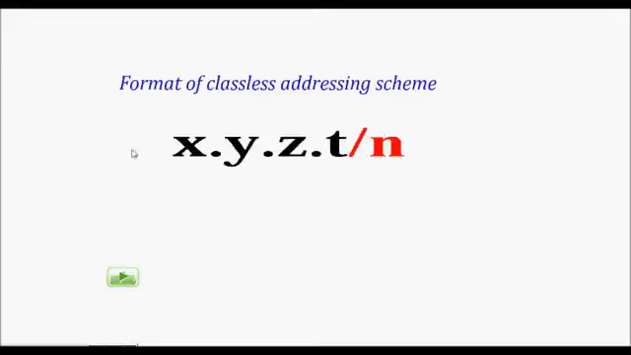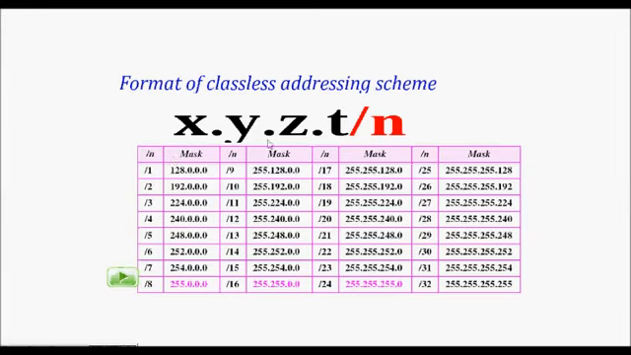Now what about the format of the classless addressing scheme? It's x.y.z.t/n. Okay, so this is the format for classless addressing. And these are the masks that are shown. So how to find the network part? For example, if you have a /8 network, this means your network part is 8 bits, so you apply 255 to it and the rest is 0. So this will be your network part.